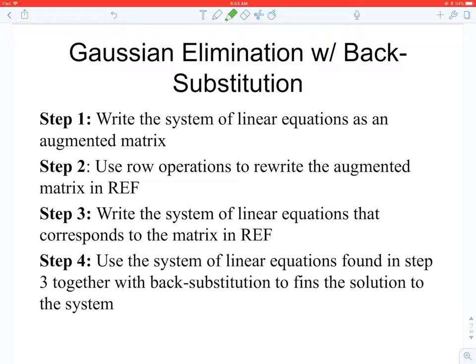This is referred to as Gaussian elimination with back substitution, when you take an augmented matrix and get it into row echelon form. So we're going to write the system of linear equations as an augmented matrix and use those row operations to rewrite the augmented matrix in REF. And then, once you get it into row echelon form, you're going to write the system of linear equations that corresponds to the matrix in row echelon form, and then use the system of linear equations found in step 3 together with back substitution to find the solution to the system.